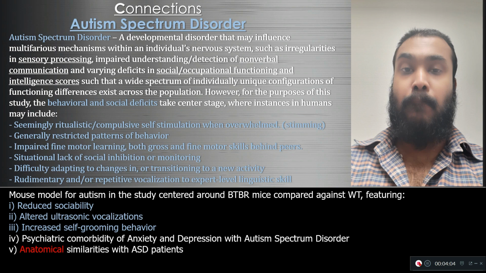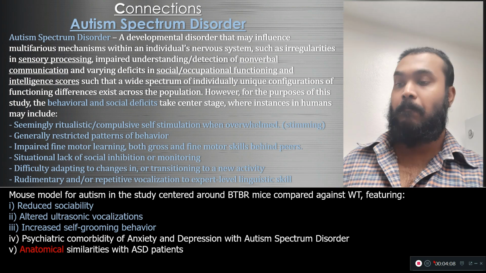how this study has to do with the mouse model for autism, which is centered around the BTBR mice compared against the WT species. So they have reduced sociability. This certainly has a counterpart in the social monitoring thing in humans. You also have ultrasonic vocalizations, which corresponds to language activities, and you have increased self-grooming behavior, which corresponds with stimming. And you have psychiatric comorbidity of anxiety and depression with autism spectrum disorders. The authors mentioned this, and anatomical similarities with ASD patients that mice may have.